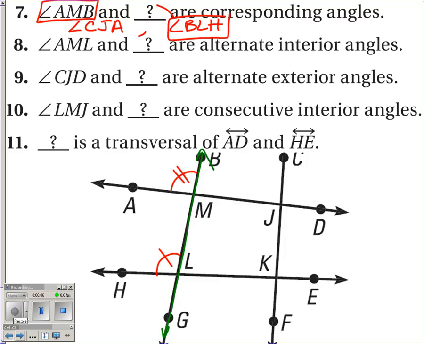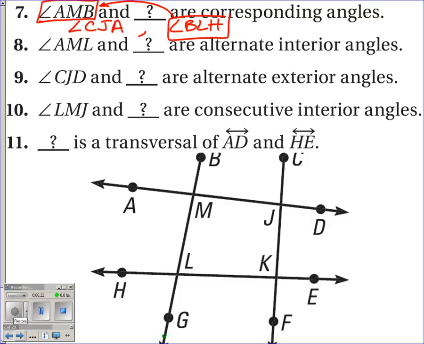BLH is corresponding back to AMB. So those are the pairs that we have there. Well, let's take a look at some others that they have listed. Next pair is alternate interior angles.